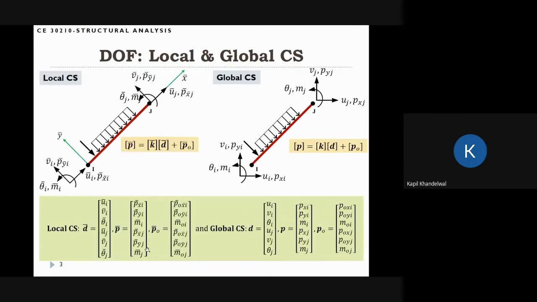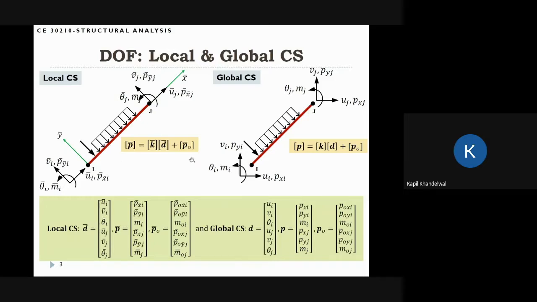And what we did in the last class is we also represent this frame element both in local and global coordinate system. So you can see that in the local coordinate system, the local axis goes from I to J. So this is the local x-axis, and there is a local y-axis. And we can put the degrees of freedom in the local coordinate system, in which case ui and vi are actually in the local axis. So ui is towards the local x direction, and vi is towards the local y direction. So it's not in the global directions anymore. And similarly, the degrees of freedom at the j end are also in the local directions.